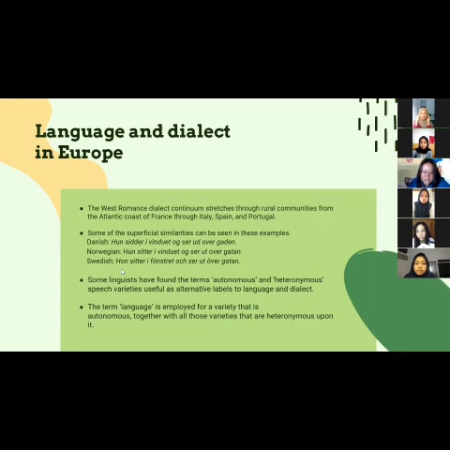Okay, now some linguists have found the terms autonomous and heteronomous speech varieties useful as alternative labels to language and dialect. Thus, we can say, for instance, that the Dutch dialects are dependent or heteronomous with respect to Standard Dutch, German dialects to Standard German, etc. This means that because speakers of German watch German TV or talk Standard German in school, read in Standard German, they look to Standard German as a reference point.